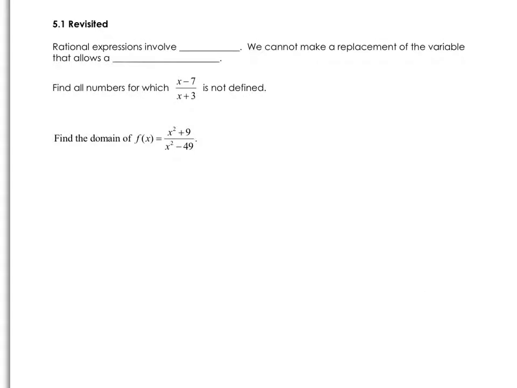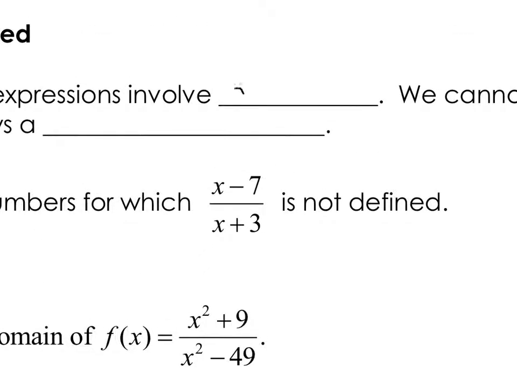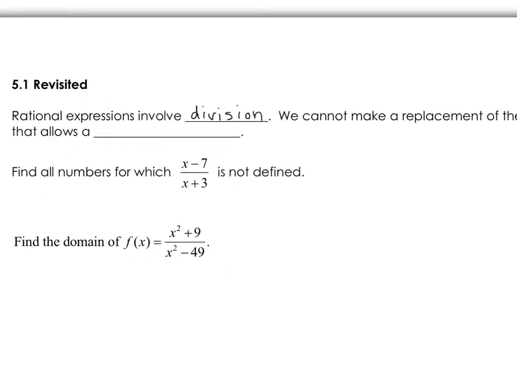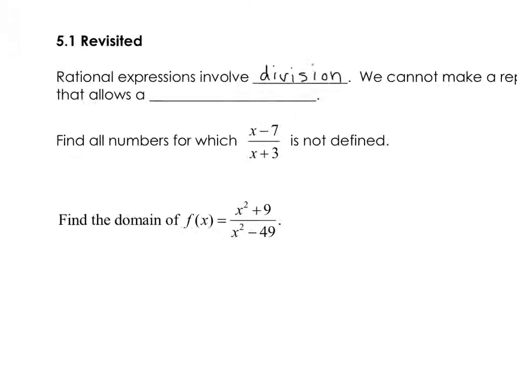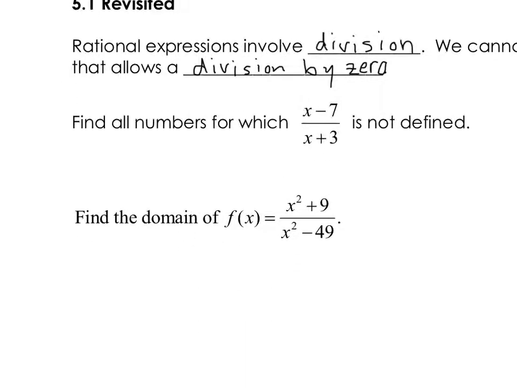I'm going to look at 5.1 revisited. Rational expressions involve division. We cannot make a replacement of the variable in the denominator that allows division by 0. So we're very careful about what values we allow for our variables. We do not want division by 0 or an undefined fraction.